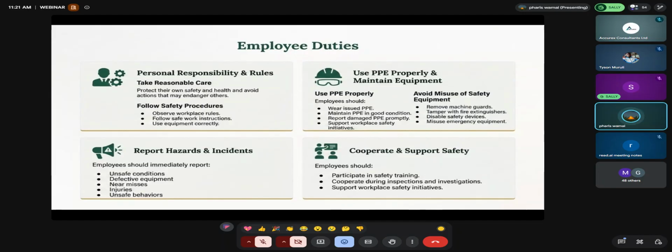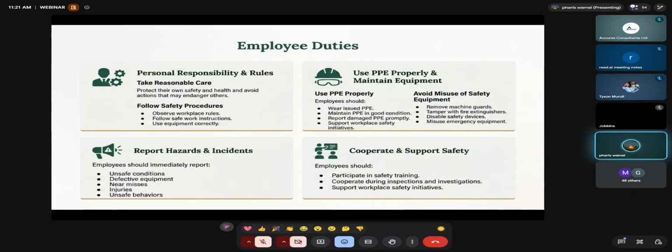Secondly, is the use of PPEs. As I said, it's the duty of the employer to provide the PPE, to train the employee on the use of the PPE and why we need to use the PPE. But lastly, it's the duty of the employee to make sure that they wear the PPE, they maintain the PPE, and report damaged PPE.